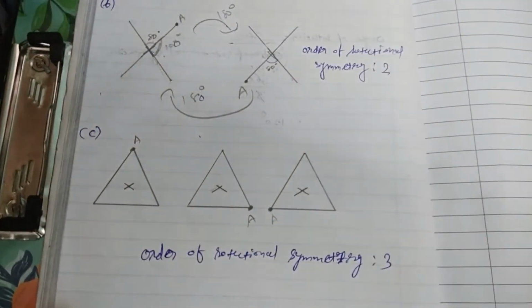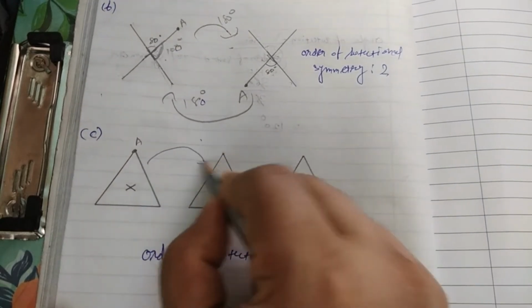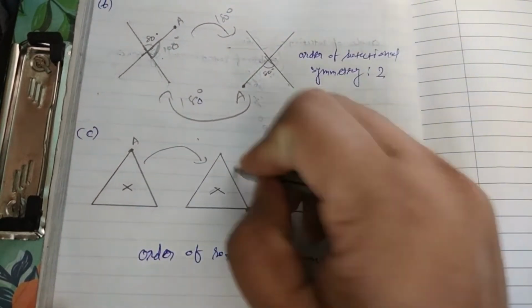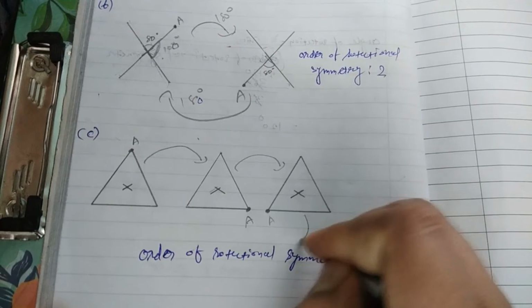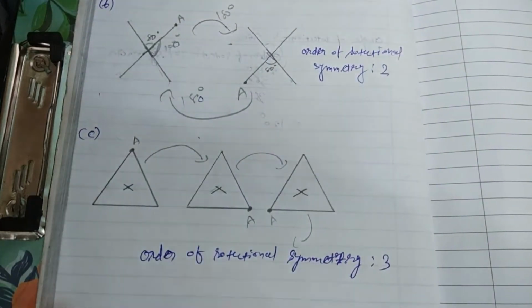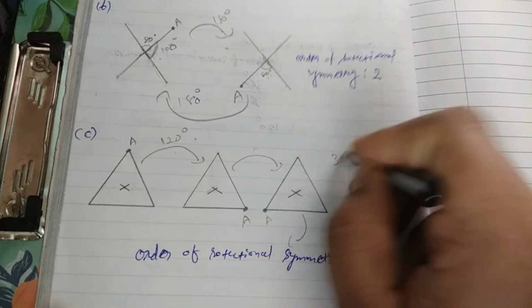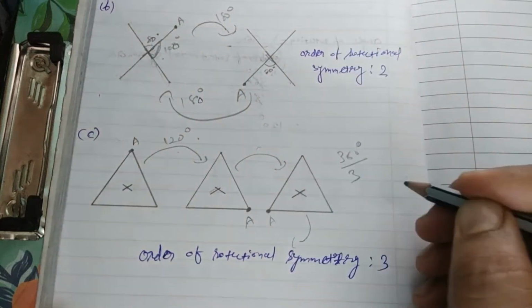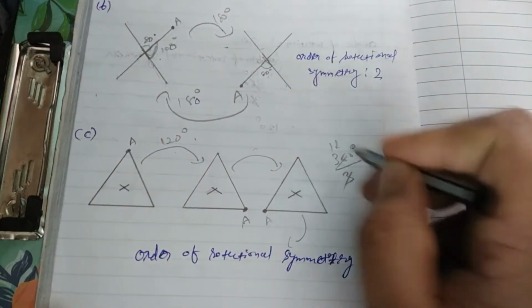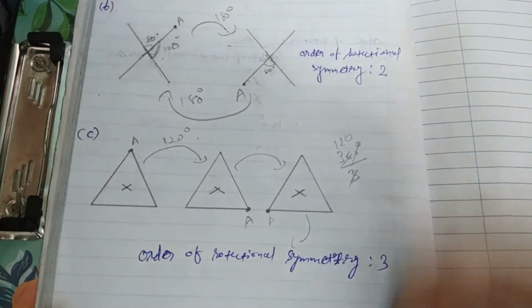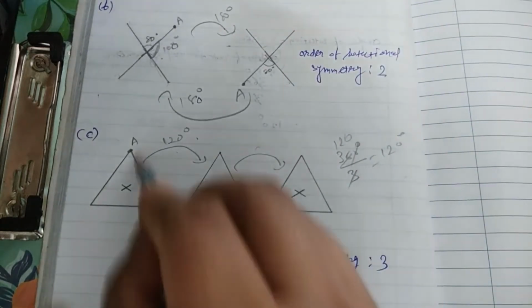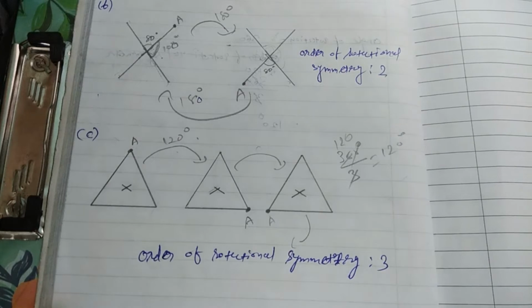And what is the angle of rotation? Again, 1 rotation, second, and when we rotate again we will get this same shape, that is 1, 2 and 3. So the order of rotational symmetry is 3 and the angle of rotation is 120. 360 divided by 3, 3 12s are 36, so it is 120. So 120 degrees is the angle of rotation for the equilateral triangle.